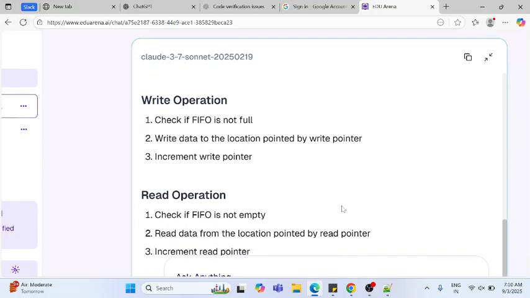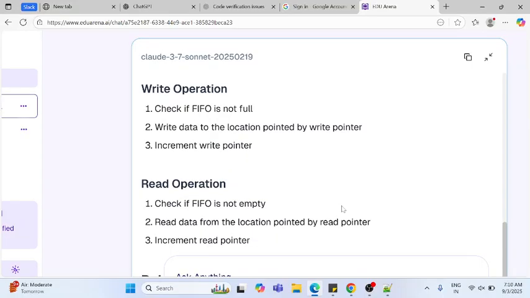Operation principles. Write operation: check if FIFO is not full. If FIFO is full, then we cannot write. If FIFO is not full, we can write. So empty and full conditions are completely different. When the FIFO is not full, we can write it. Write data to the location pointed to by the write pointer, and increment the write pointer.